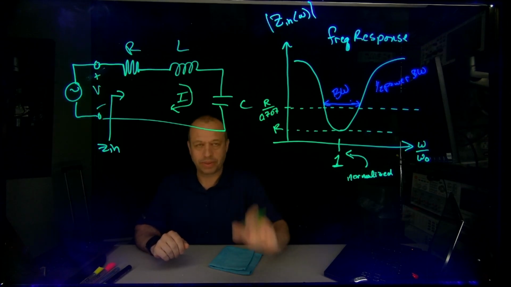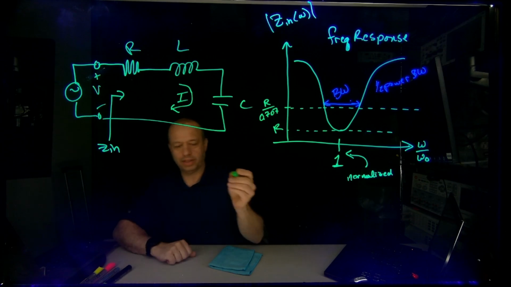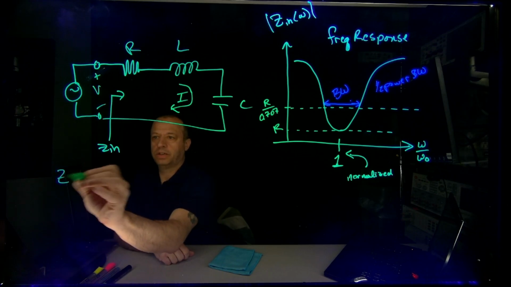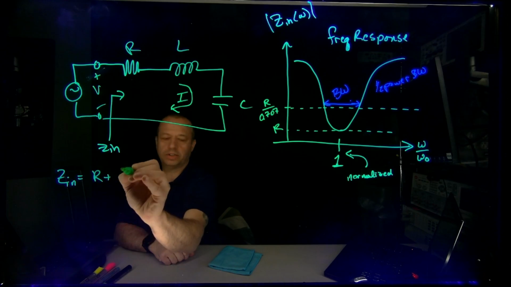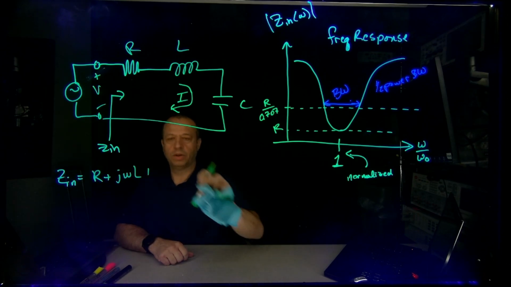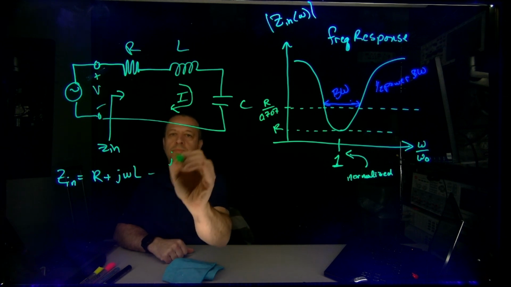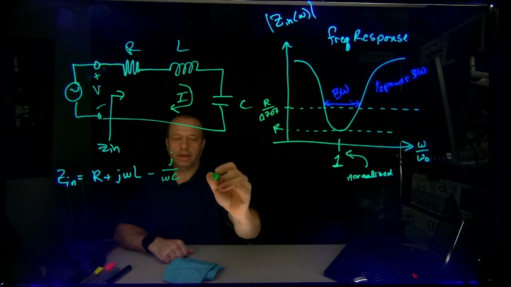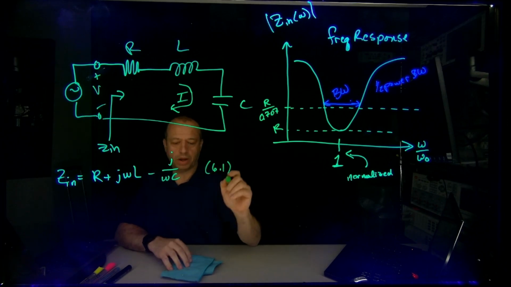Okay, so let's get into this again. So we want to, let's say, calculate our input impedance. So from this circuit, again, this is nothing new. We have Z input equals R plus j omega L minus, now you can write plus 1 over j omega C, but I write j minus 1 over omega C. And this is equation 6.1 from your textbook, just so you have it.